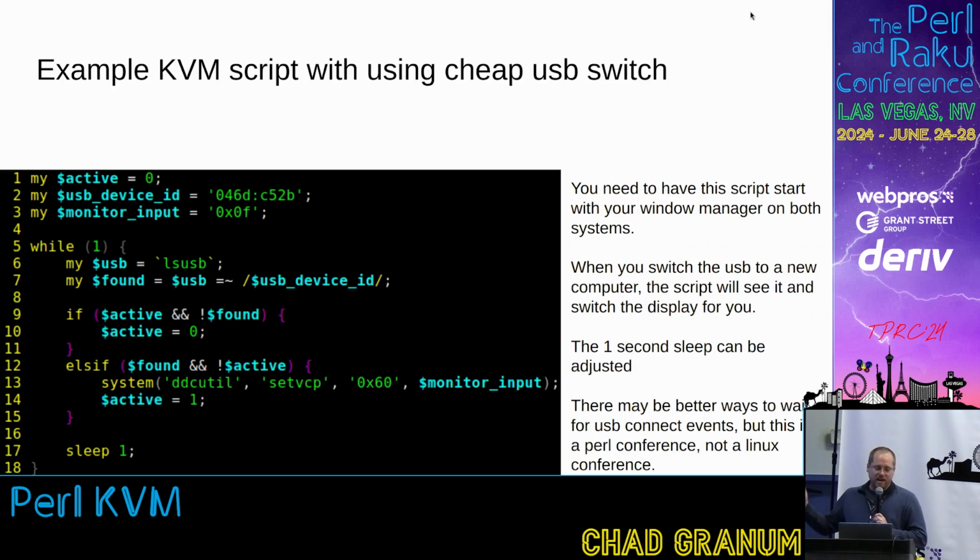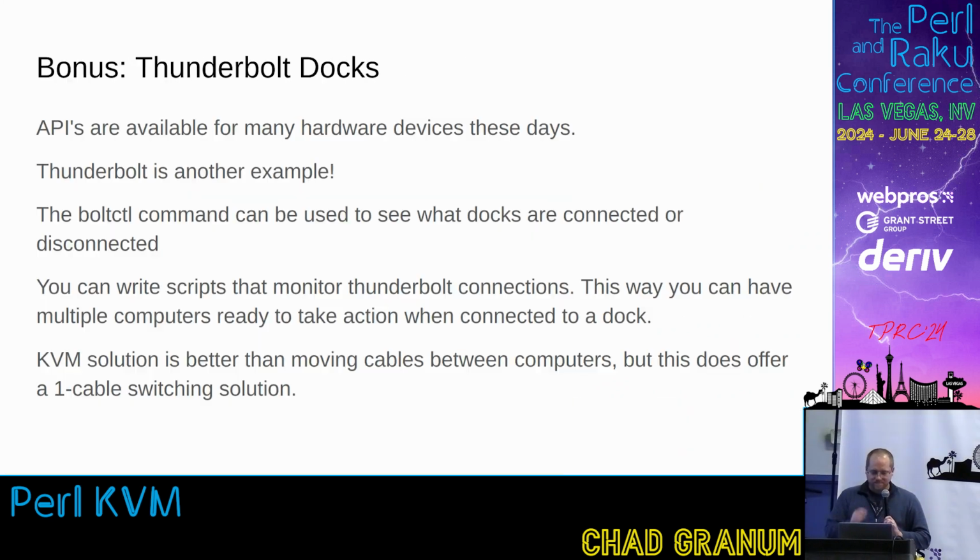So here's an example KVM script that does just that. It'll monitor lsusb, and then it'll switch the monitor inputs when it notices, hey, the USB is switched to me. Now this script, there's a lot of room for improvement. It's got a 1-second sleep, and we're just shelling out to a few things. There might be better ways to do this to monitor the kernel directly, but this is a Perl conference, not a Linux conference, so I didn't dive into all that.